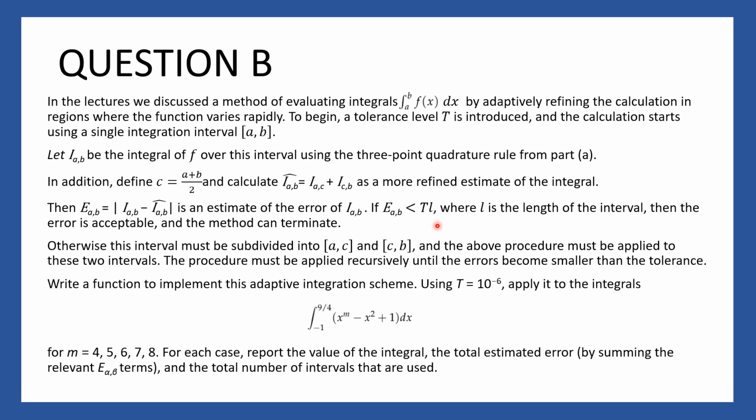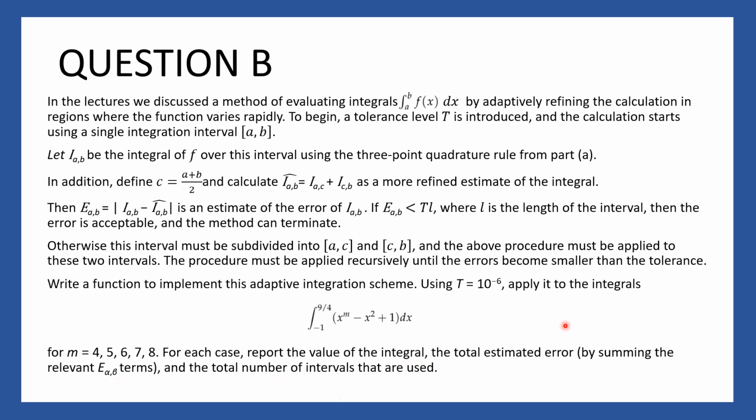So in short, this question is telling us to apply adaptive integration using our 3-point quadrature rule. Then we have to write the function to implement this adaptive integration scheme using the tolerance equal to 10 raised to the power minus 6, and we have to apply it to this integral for m equal to 4, 5, 6, 7, and 8. And then for each case, you have to report the value of the integral and the total estimated error by summing the relevant error terms, and the total number of intervals that are used.